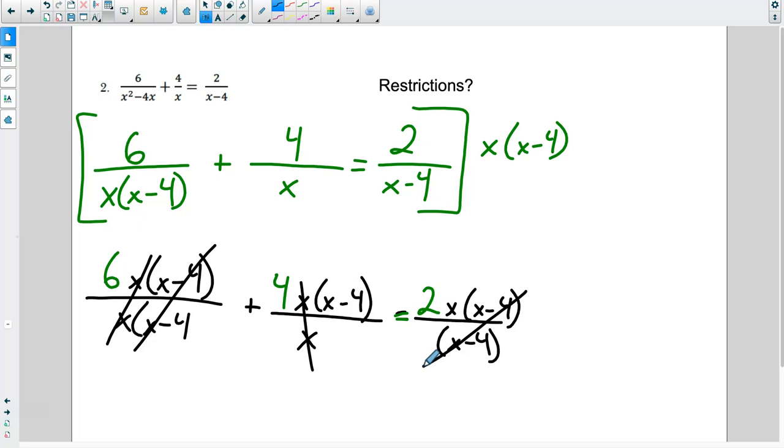So let's take a look at it. 6. 6 times what here? Just 1, so it's just 6. Then I go plus. I go 4 times x, 4 times negative 4. So I'm looking at 4x minus 16. And then here I got 2 times x.